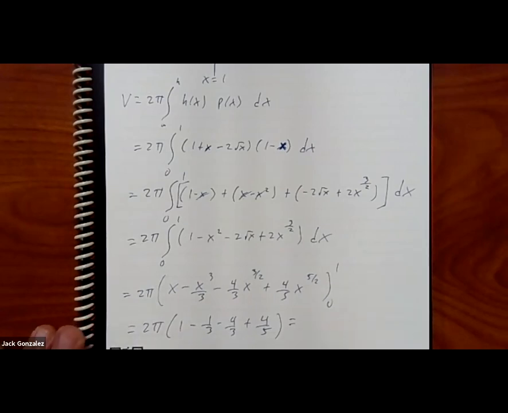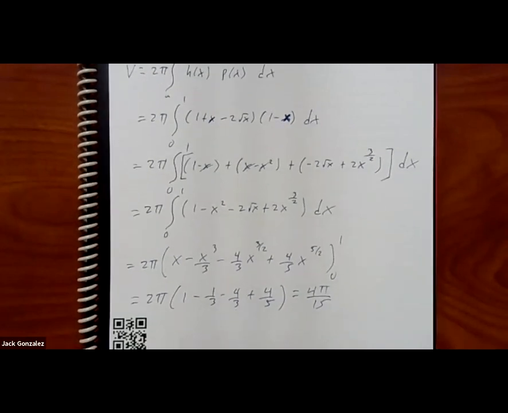Which is, is it the same volume? All right. No. Close, kind of. Gonna be the 4. Yeah, 4 pi over 15. Yeah.